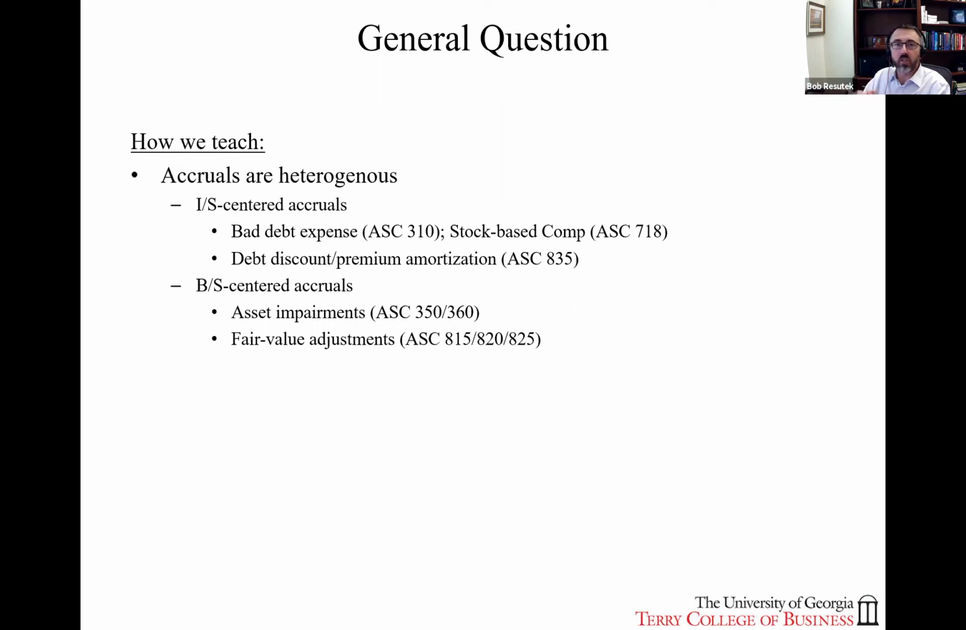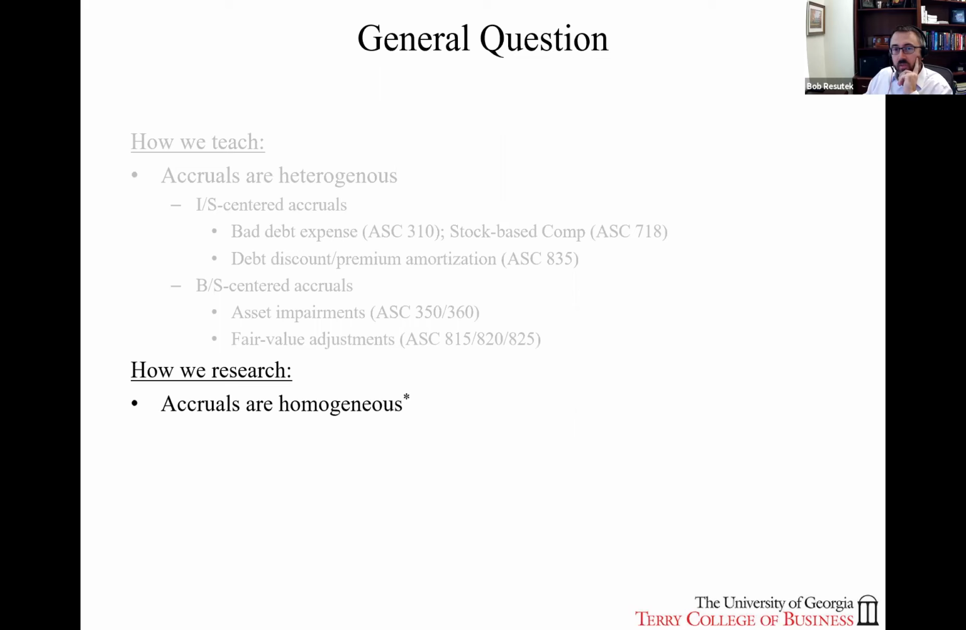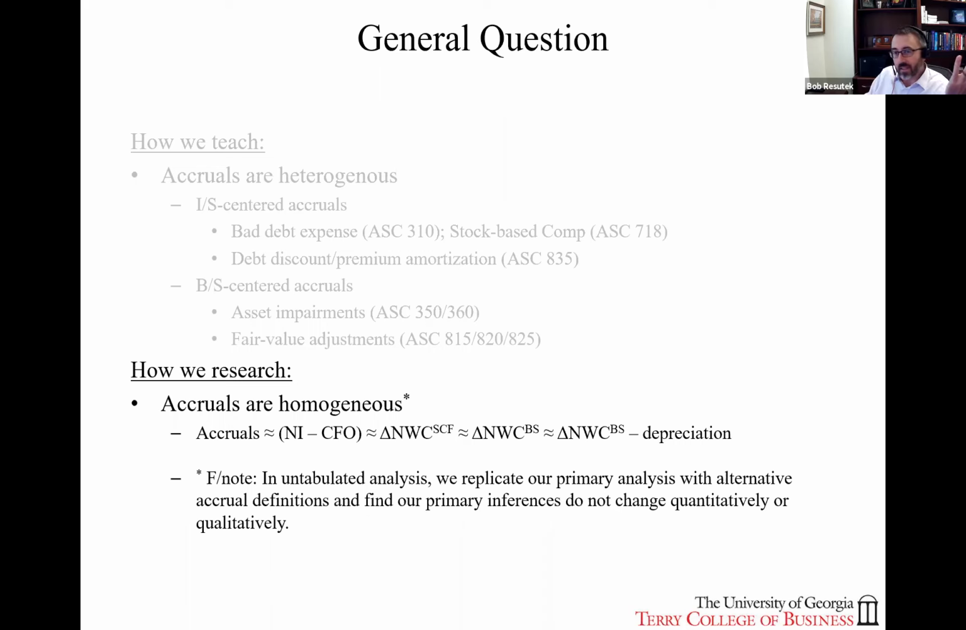So we teach this to our students over 5, 6, 7 financial accounting classes so that they can be prepared to go into industry and practice accounting. How do we research it though? We basically just say accruals are homogeneous: accruals roughly equal net income minus cash flow from operations, or you could use change in working capital from the statement of cash flows, as they do in Dechow and Dichev. Maybe we can just use change in working capital from the balance sheet with depreciation subtracted out. And we read and review these papers, and there's often a footnote that says, look, in untabulated analysis we replicate our primary work with alternative accrual definitions, and our primary results hold. Everything's quantitatively and qualitatively very similar.